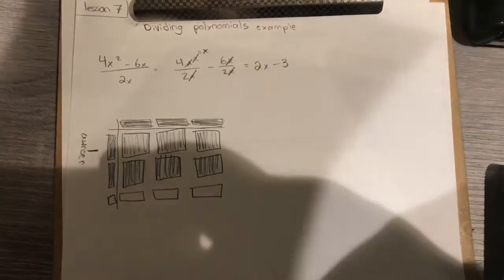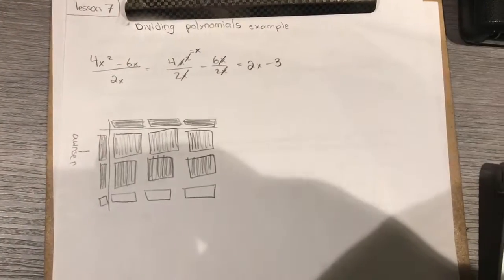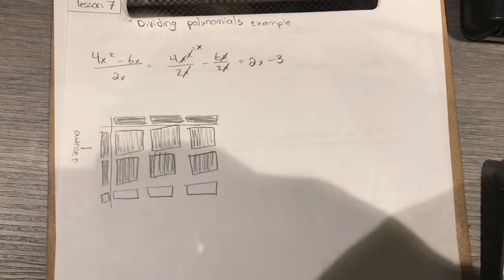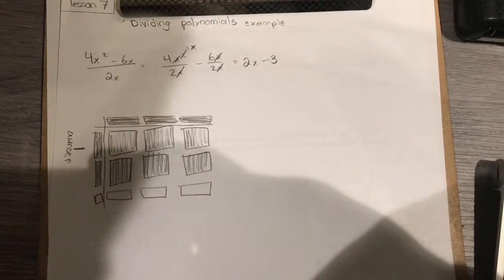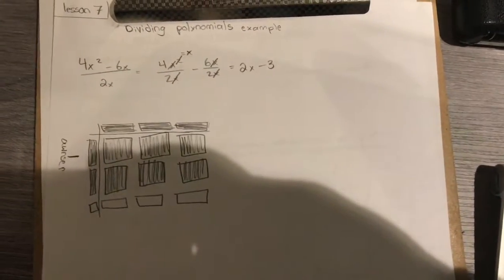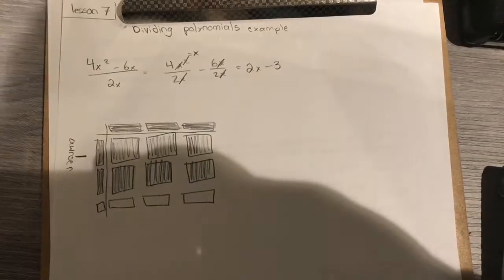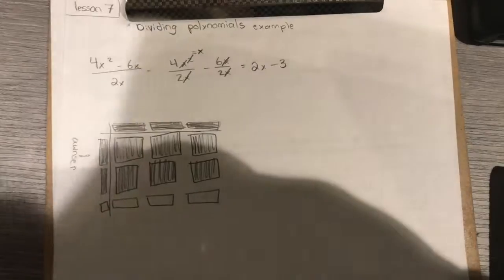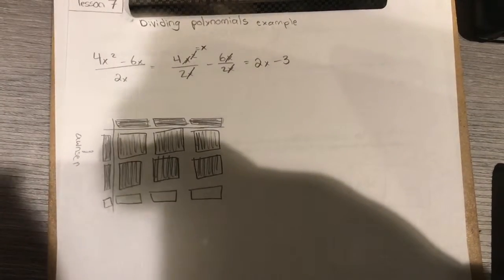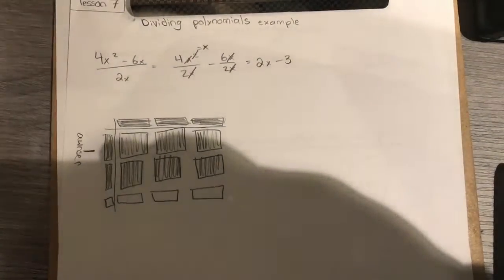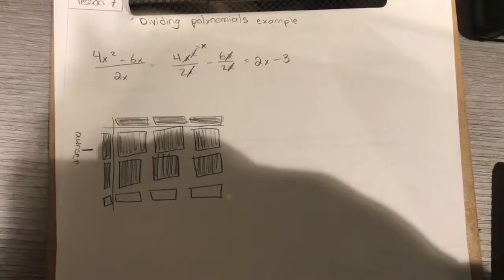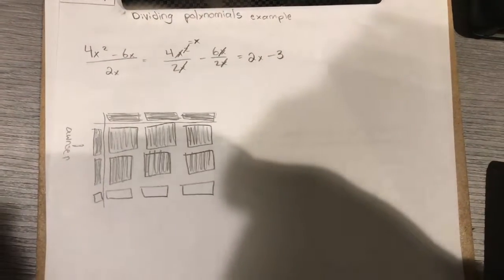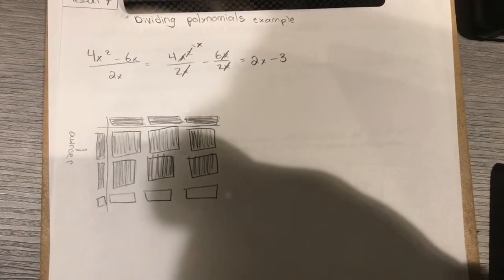In lesson 7, we learned how to divide polynomials. So here we have 4x squared minus 6x over 2x. So then we would get the same denominators and put both of the terms over top of them. So we'd have 4x squared over 2x minus 6x over 2x. Then for 4x squared over 2x, we'd divide 4 and 2, which would equal 2, and then we'd take away both of the x's, and the exponent would become an x.